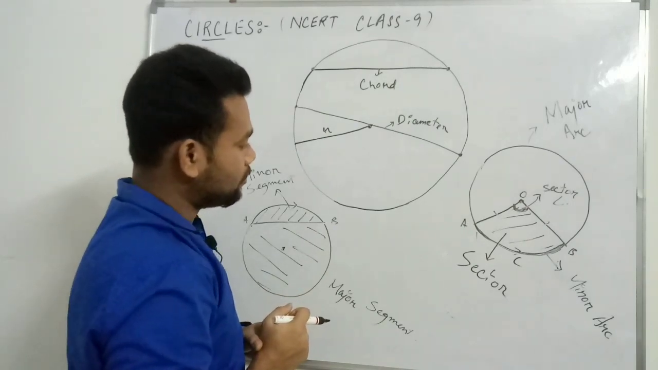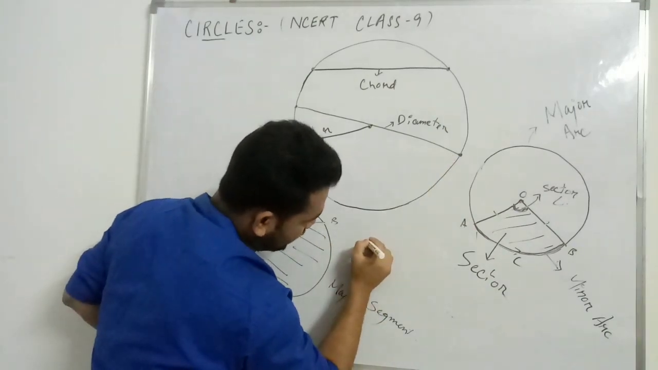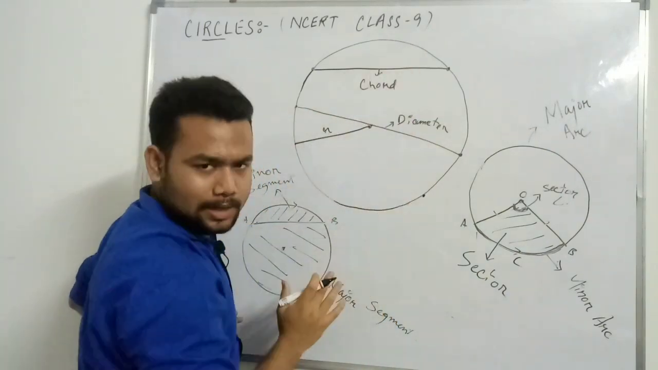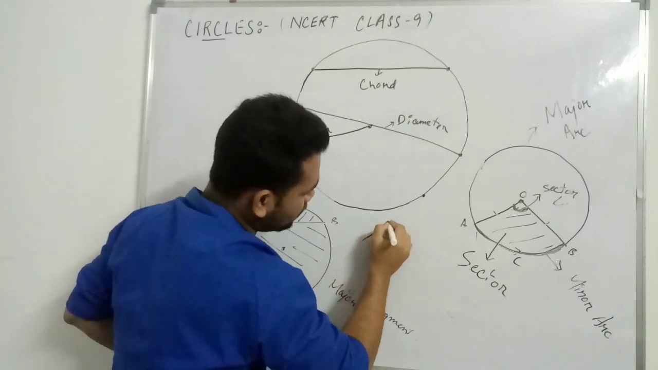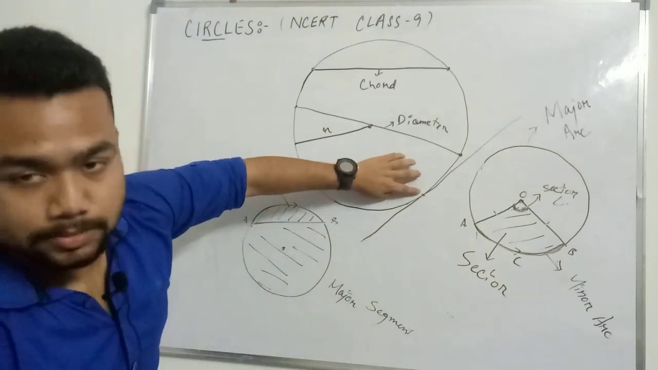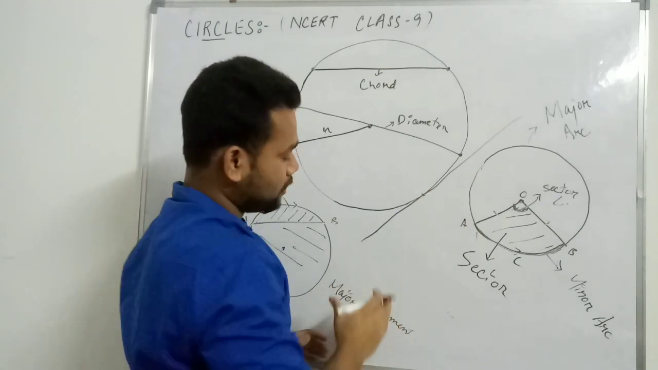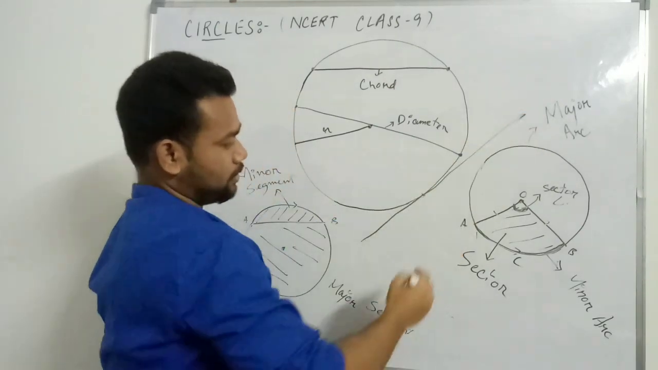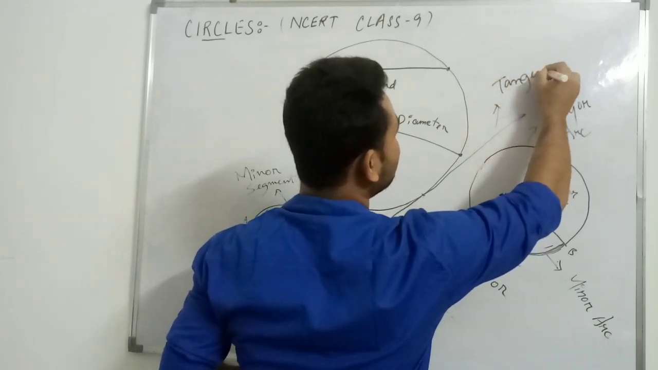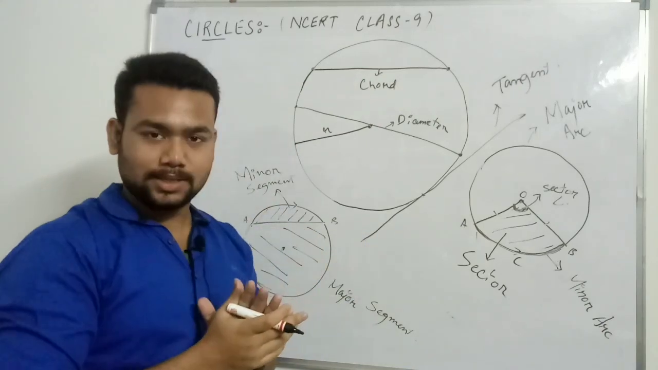Obviously, we should know about tangent. Any line passing through the circle and touching at only one point. Take any circle and draw a line like this, but this line should always touch the circle at only one point. Only one point. If it touches 2 points, then we do not call it a tangent. So this line is known as tangent. T-A-N-G-E-N-T. Got it? I hope you got the basics.